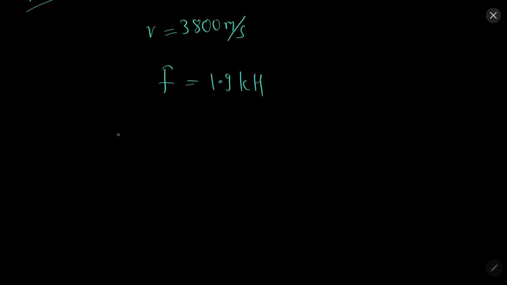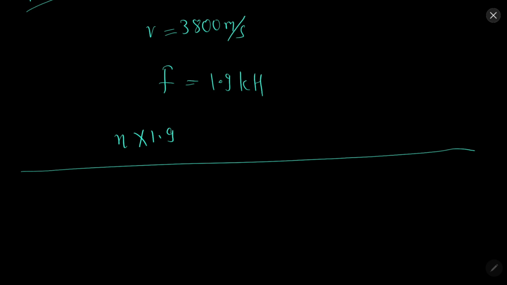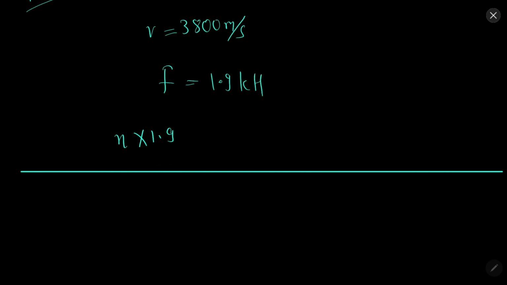So how many are between them? N into 1.9, which will give us various values of n. So only when n is 1, then 2, then 3, up to 10, the frequency will be coming in between 20 and 20,000 Hz.